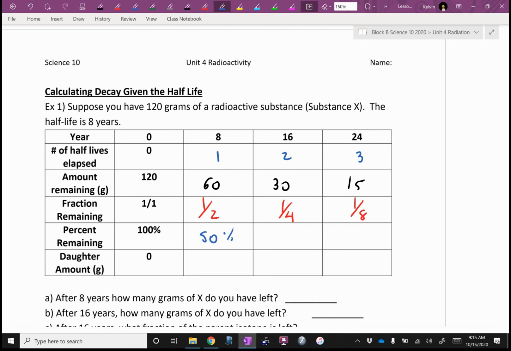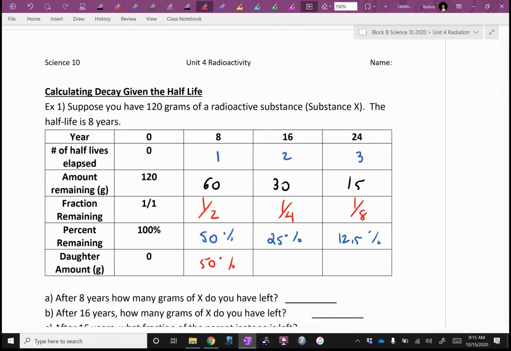After 16 years, how much would be left? 25%. After 24 years, how much would be left? 12.5%. Now, it's important to know that stuff isn't vanishing. It's decaying. It's transforming into the daughter isotope. So at the beginning, there would be 0% of the daughter isotope. After 8 years, it would be a 50-50 split.